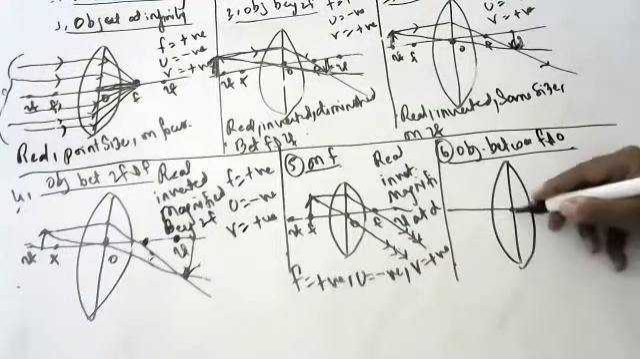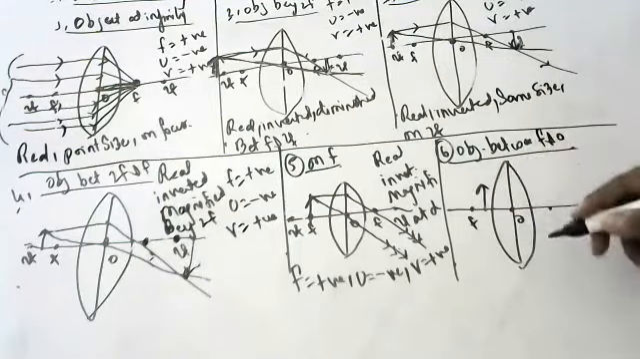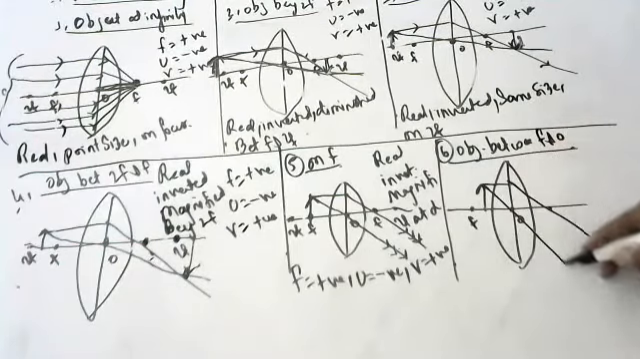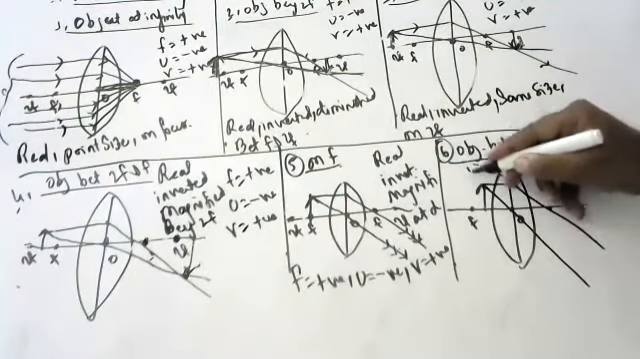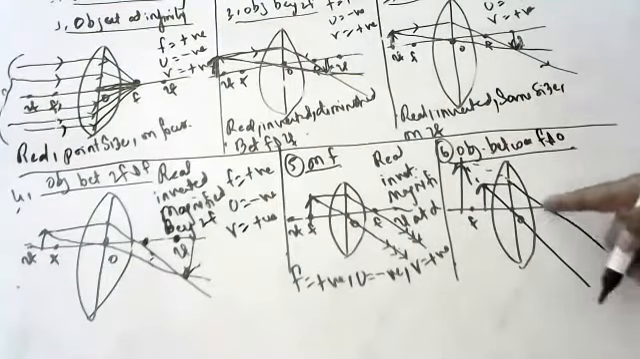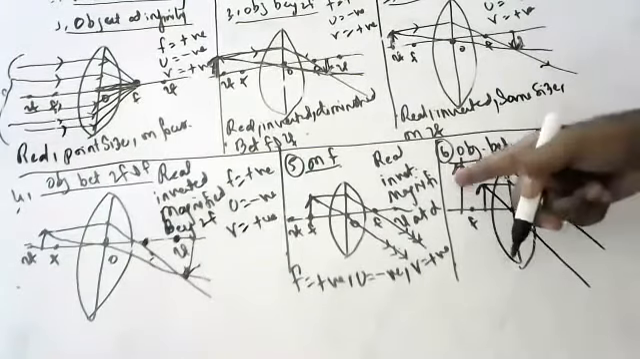So like this, children. This is F. Here we are keeping the object. One ray goes like this, the other light ray goes like this. When extended back, they both will meet somewhere here. You get the image here. They are diverging, so if you extend back, you will get the image on the same side.